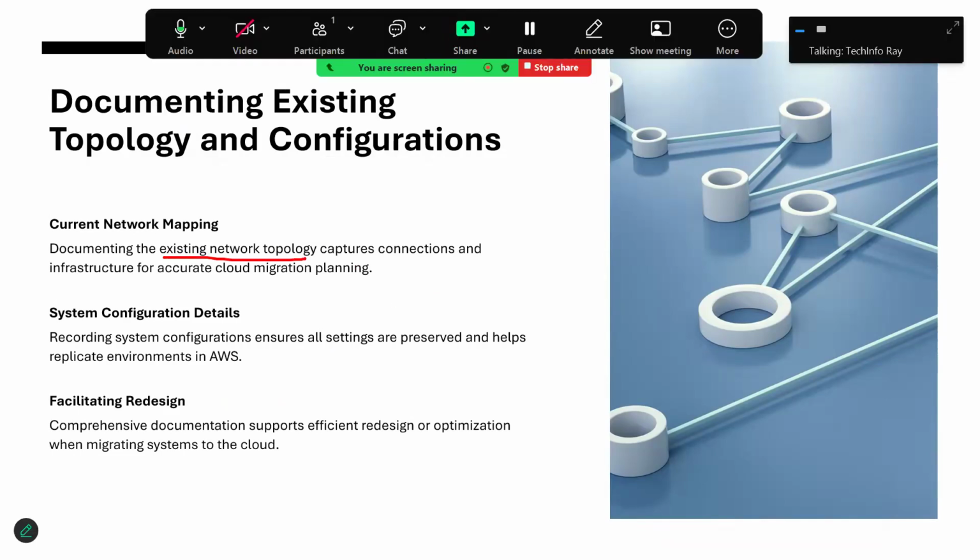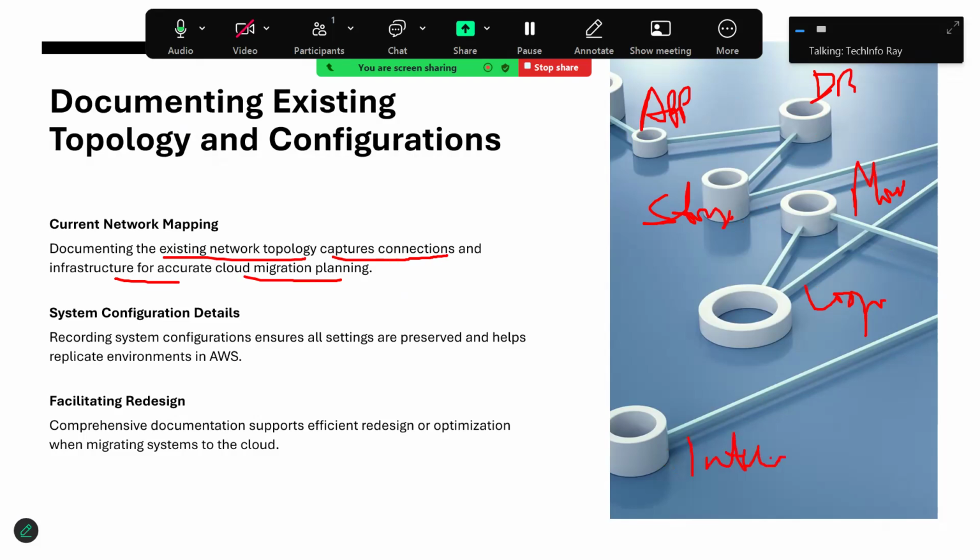Existing topology, you should capture connections and infrastructure for accurate cloud migration, so that you can have migration planning. So all those connections of application to DB, to storage, to monitoring, to logging, and coming from internet connections, all these connections that are coming to the application. All these things are very, very important, right?